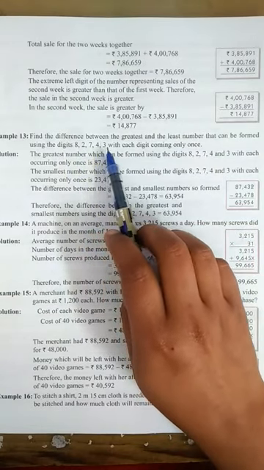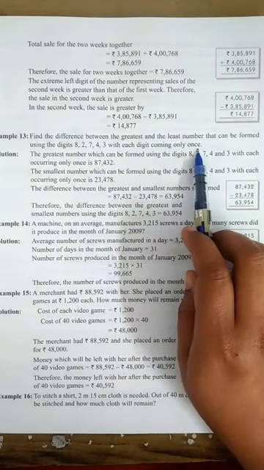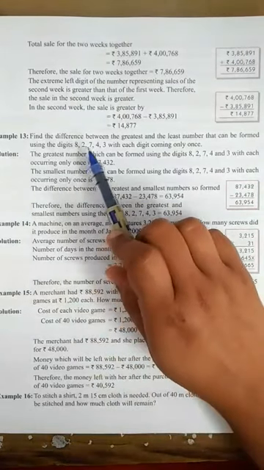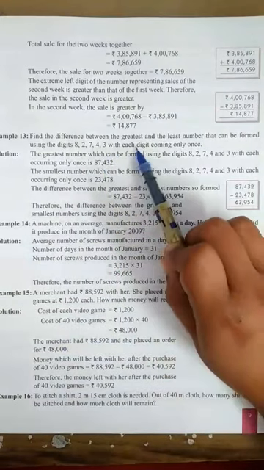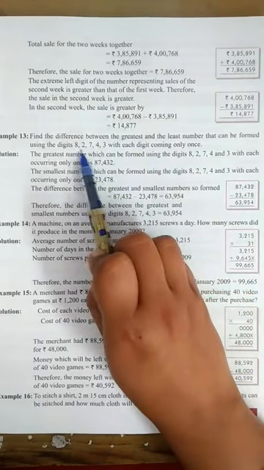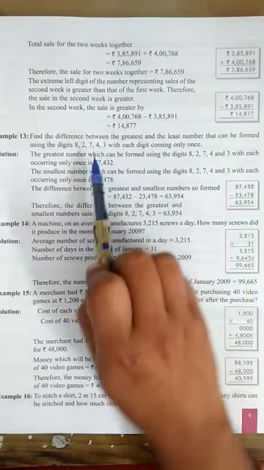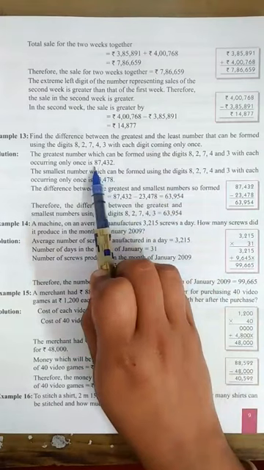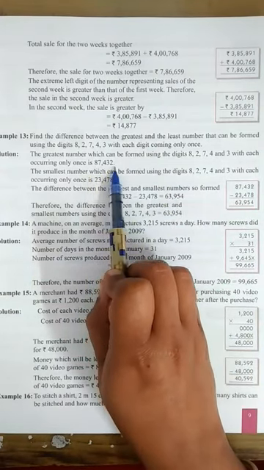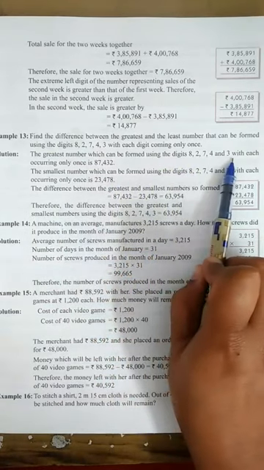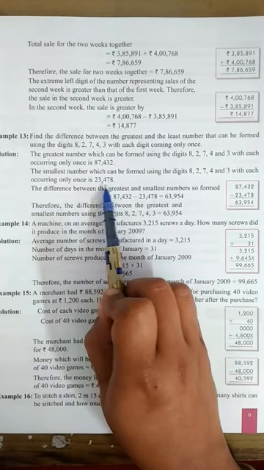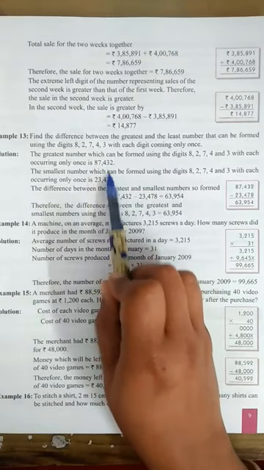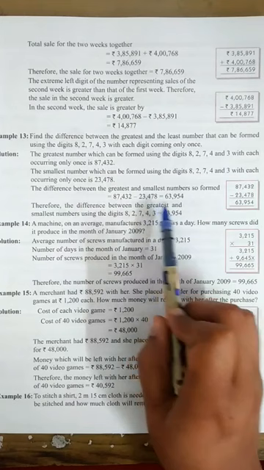Next question is, find the difference between the greatest and least number that can be formed using digits 8, 2, 7, 4, 3, with each digit coming only once. So what will we do in this question? We have to find the difference between the greatest and smallest number that can be formed by using these 5 digits. So the greatest number is 87,432. And by using these 5 digits, we will make the smallest number, that is 23,478.